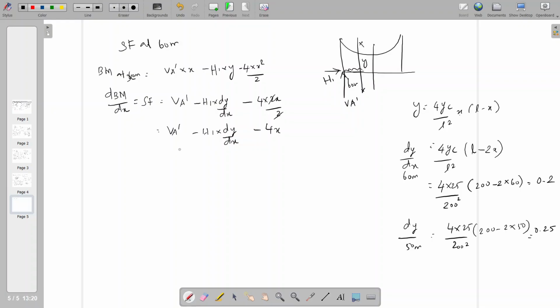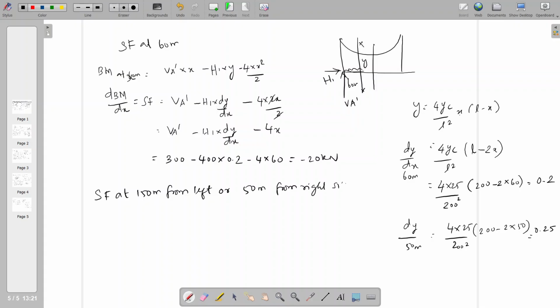Please verify. So in the shear force, VA dash value is 300, minus H1 which is 400, dy by dx is 0.2, minus 4 into 60. You will get the shear force value, which is minus 20 kilonewton. Now the shear force at 150 meter from left or 50 meter from right side.